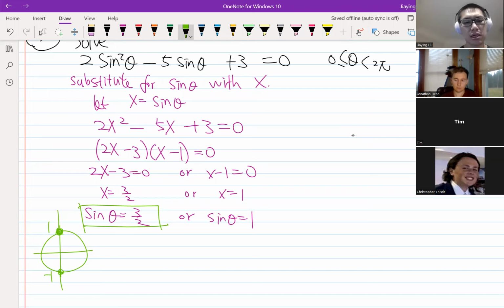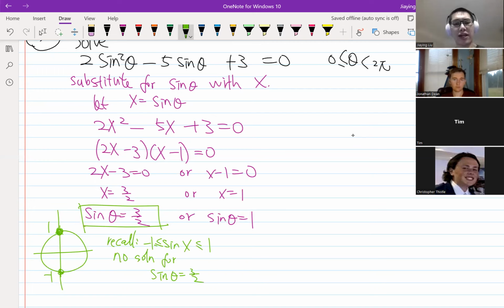So recall, sine x is always going to be from 1 to -1. So no solution here, because 3 halves is beyond this interval of y values.